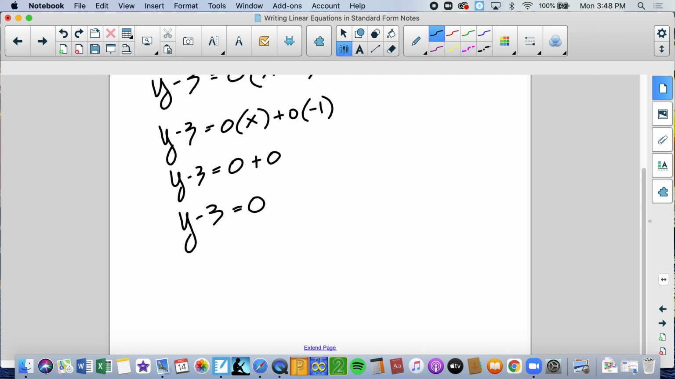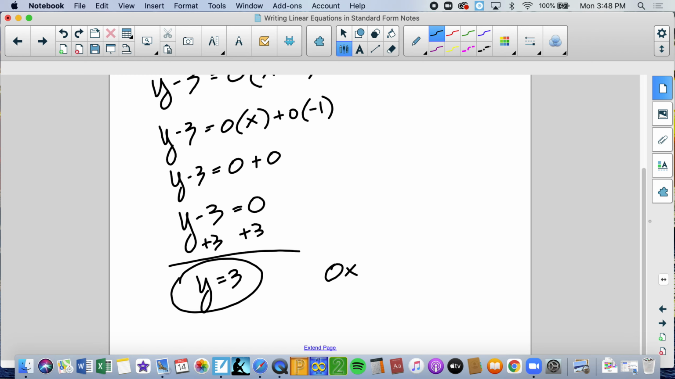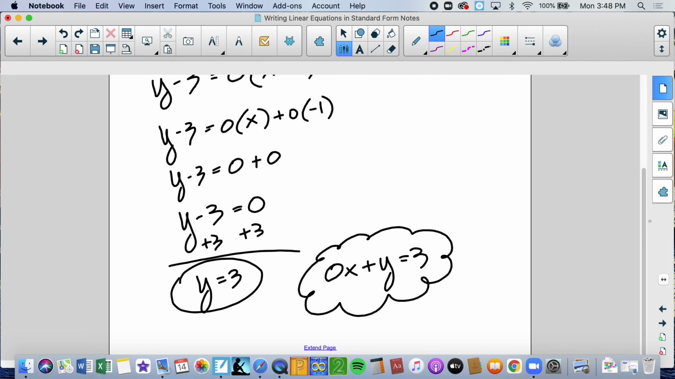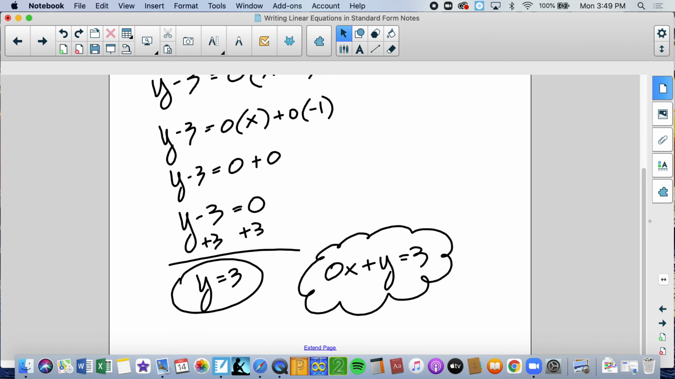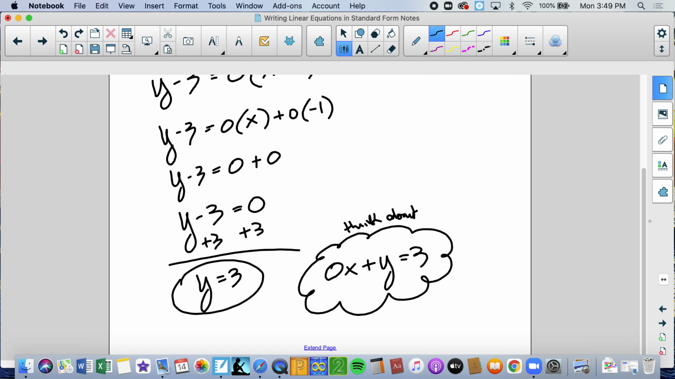That is not in standard form. We got to get rid of that constant on the left side. So what gets rid of a negative 3 is a positive 3. Y equals 3. That is considered in standard form. What you really have, if we want to think about it, is something like that. Our A value is 0, which takes away our x variable. So we won't see the x variable. This is the only answer you should be writing. Think about it. Good?